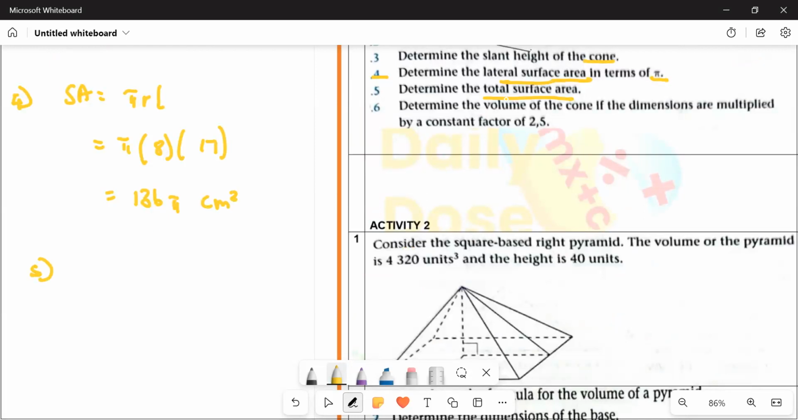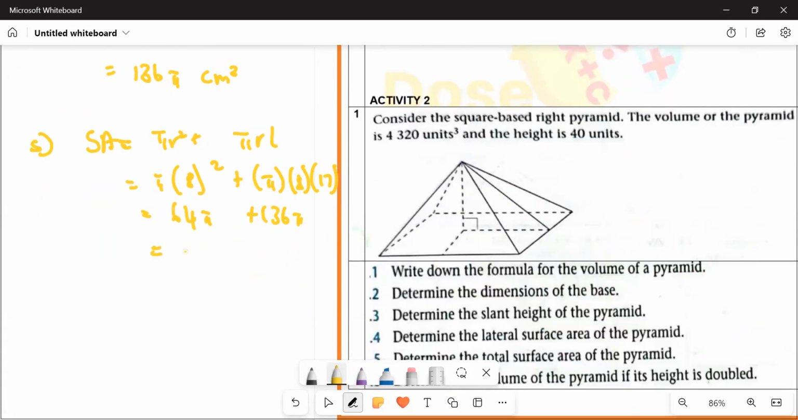Number 5, they say to determine the total surface area. How to determine the surface area? The surface area of a cone is going to be given by pi R squared plus pi RL. Some of these formulas you can see we've been doing them, so now you start to remember them. The more you do them, the more they will start to make sense. You don't have to always go and refer. So we have pi multiplied by 8 all squared plus pi multiplied by 8 multiplied by 17. This one gives us 64 pi. This one gives us 136 pi.